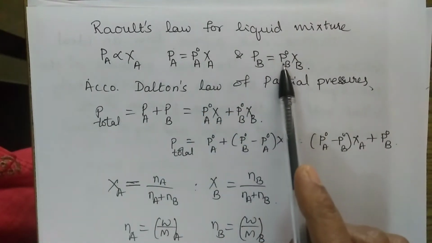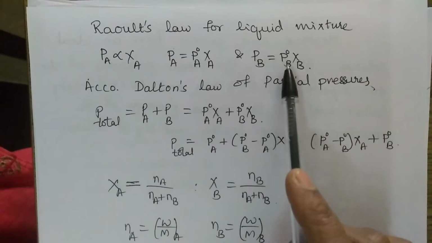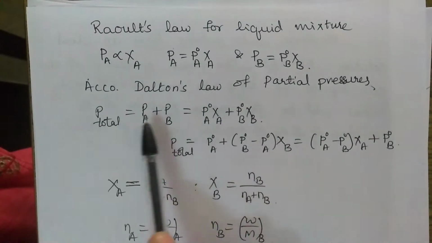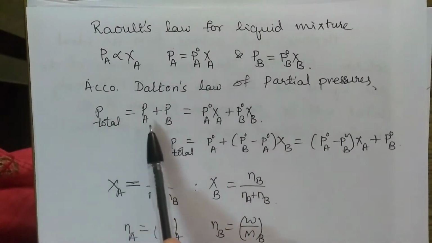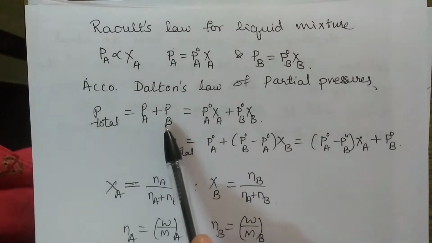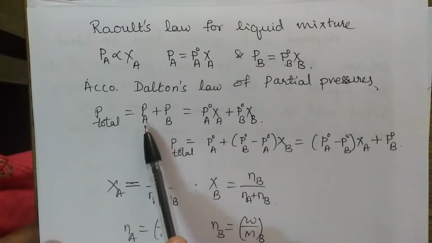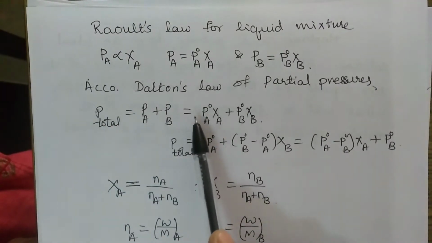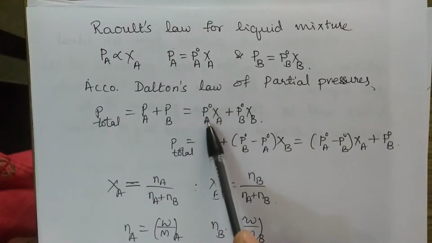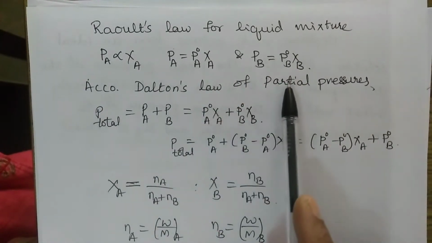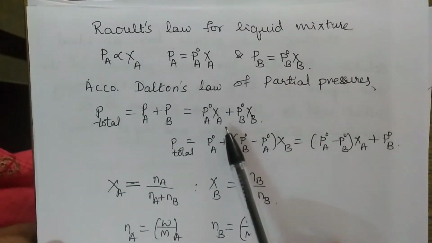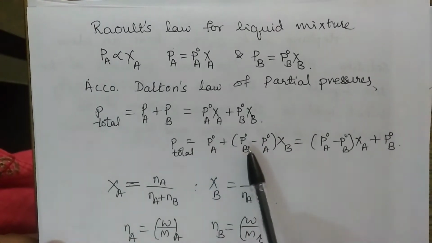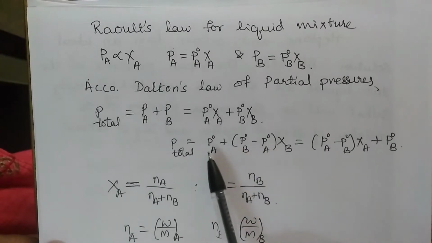Here P naught A and P naught B are the vapor pressures of A and B in their pure form. According to Dalton's law of partial pressures, the total pressure over the solution is the sum of the partial vapor pressures of all the components. In this solution, we are considering two components A and B. Thereby, P total is equal to PA plus PB, or by using the above equations, P naught A into XA plus P naught B into XB. So if we know only the mole fraction of any one of the components, we can still calculate the total pressure by knowing the vapor pressures of the individual components in their pure form.